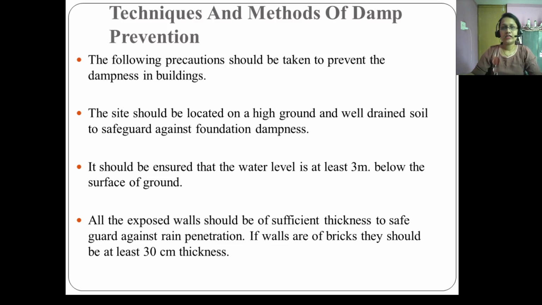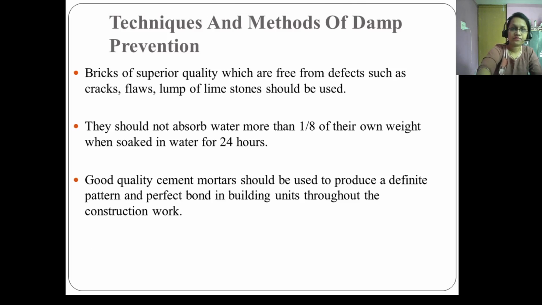So then we have the techniques and methods of damp prevention. The following precautions should be taken to prevent the dampness in the buildings. The site should be located on high ground and well drained soil to safeguard against the foundation dampness. It should be ensured that the water level is at least 3 meters below the surface of the ground. All the exposed walls should be of sufficient thickness to safeguard against the rain penetration. If walls are of bricks, they should be at least 30 centimeter thickness.